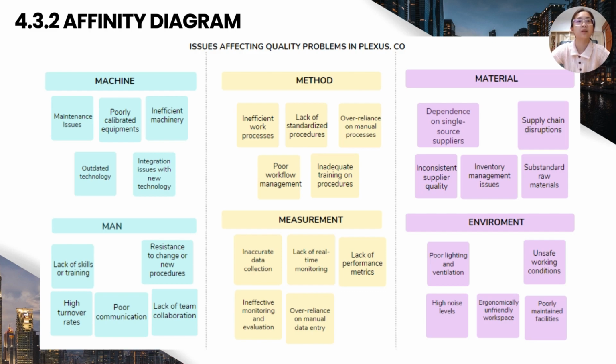For the material categories, dependence on single source suppliers, supply chain distribution, inconsistent supply qualities, inventory management issues, and substandard raw materials. In the environment category, which are poor lighting and ventilation, unsafe working conditions, higher noise levels, ergonomically unfriendly workplace, poor maintenance facilities.